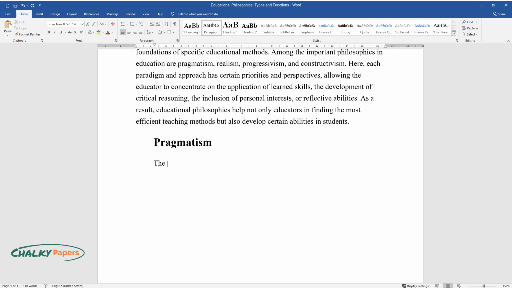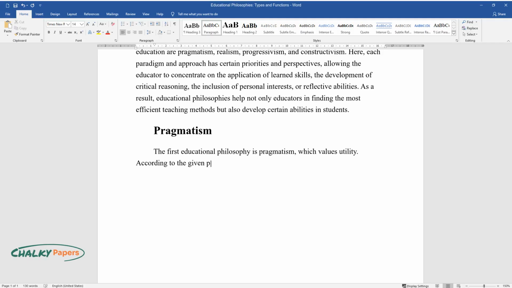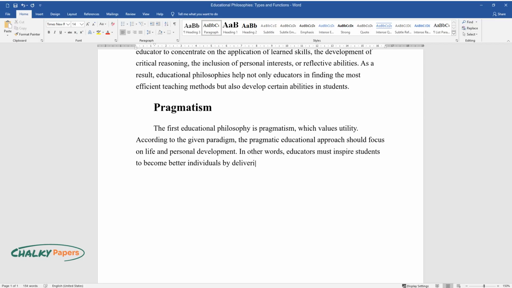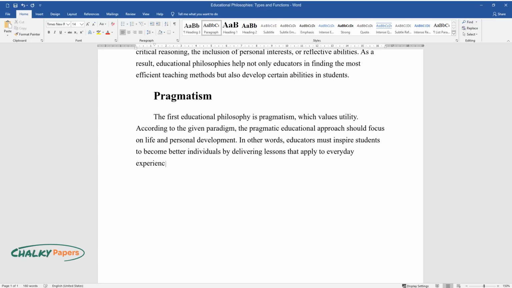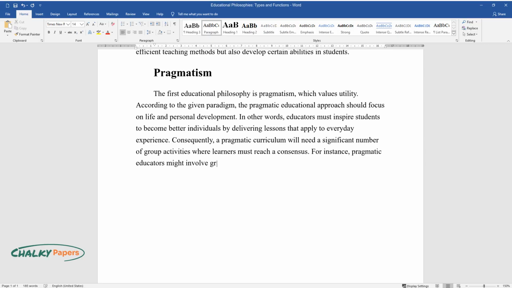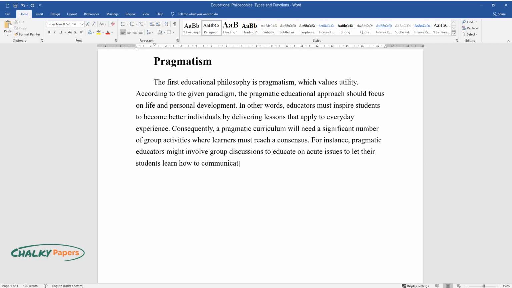Pragmatism. The first educational philosophy is pragmatism, which values utility. According to the given paradigm, the pragmatic educational approach should focus on life and personal development. In other words, educators must inspire students to become better individuals by delivering lessons that apply to everyday experience. Consequently, a pragmatic curriculum will need a significant number of group activities where learners must reach a consensus. For instance, pragmatic educators might involve group discussions to educate on acute issues to let their students learn how to communicate in groups, cooperate, and negotiate.